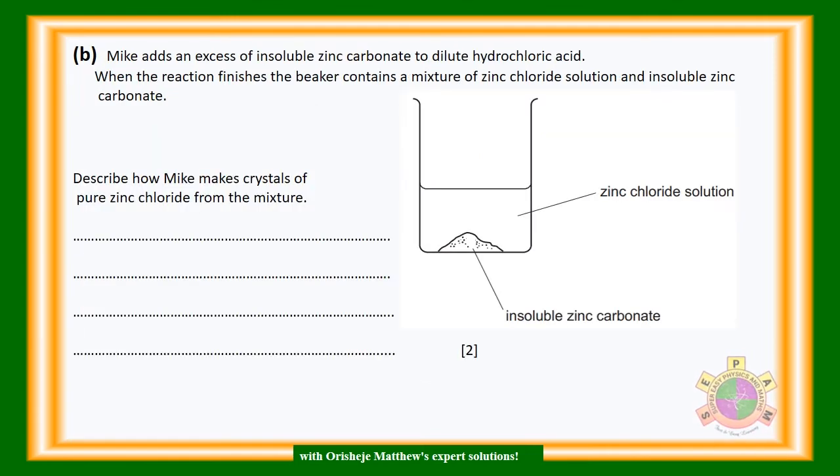Question 10b. Mike adds an excess of insoluble zinc carbonate to dilute hydrochloric acid. When the reaction finishes, the beaker contains a mixture of zinc chloride solution and insoluble zinc carbonate. Describe how Mike makes crystals of pure zinc chloride from the mixture. There are 3 steps. Step 1. Filter the mixture. Step 2. Slowly evaporate the zinc chloride filtrate. Step 3. Leave the solution to crystallize.